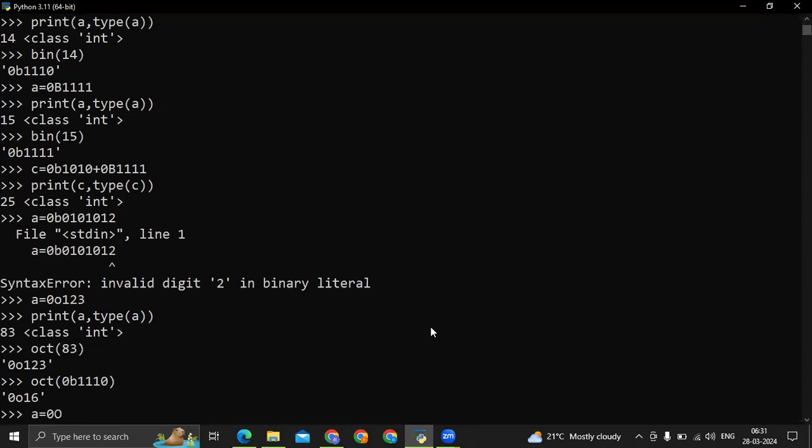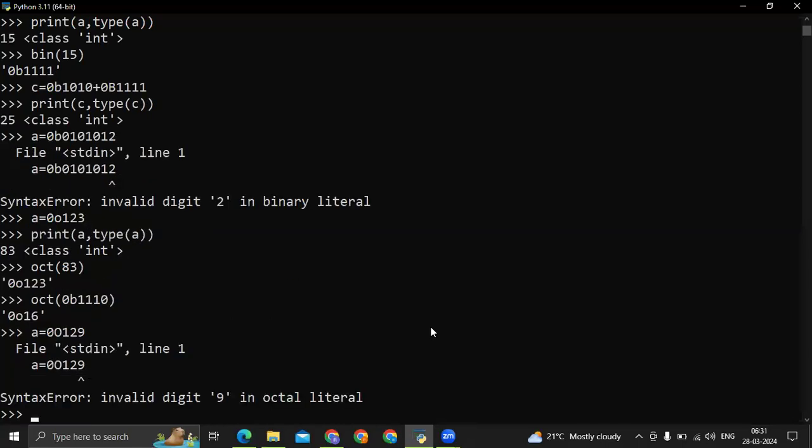Now, A is equal to 0O, and now I am using 129. Sorry, not 3, 129. See, this time we'll get the error: invalid digit 9. Even if we write A is equal to 0O 218.